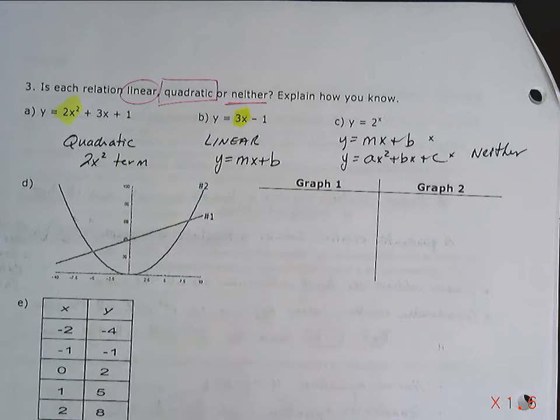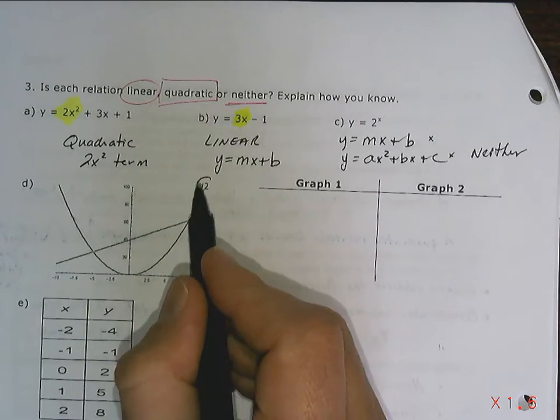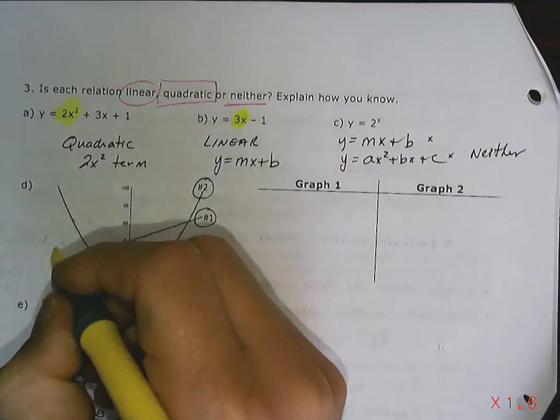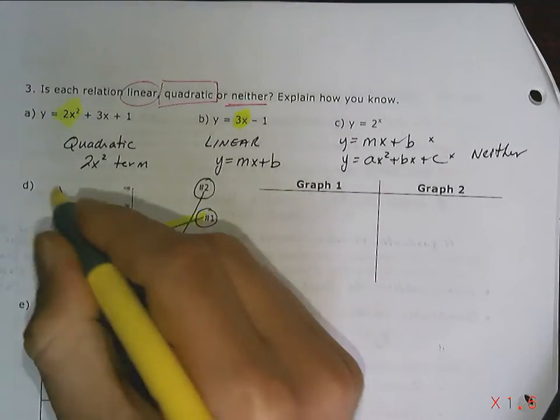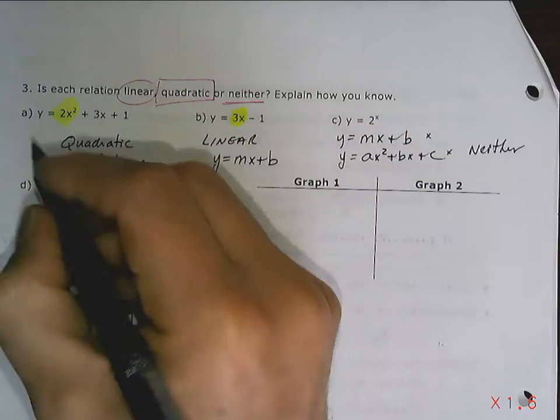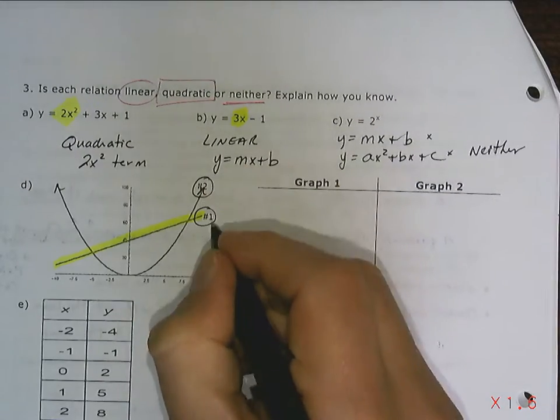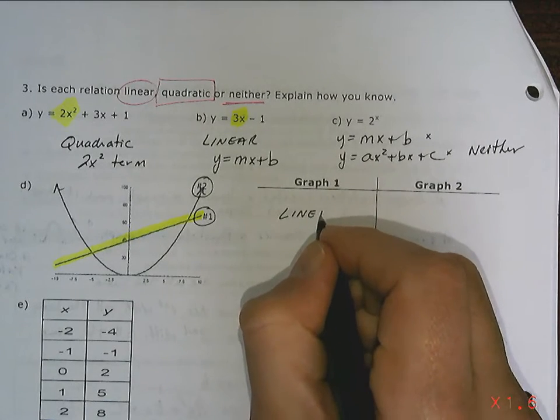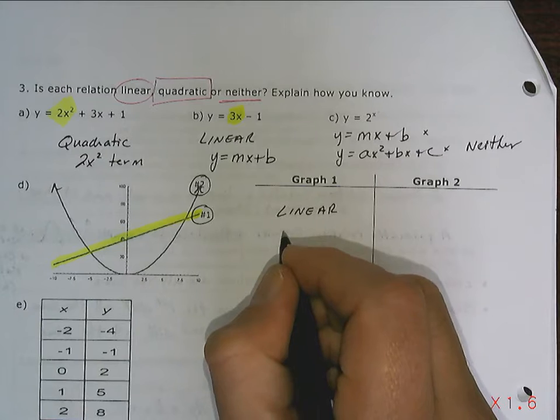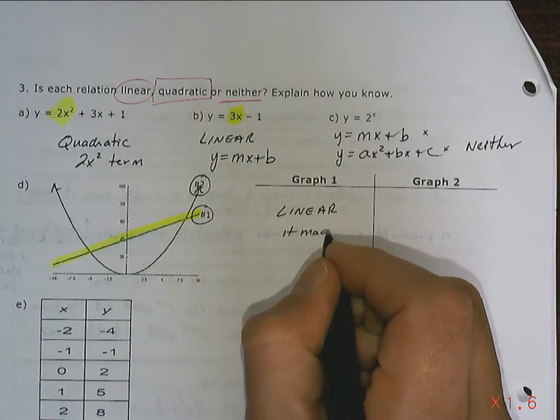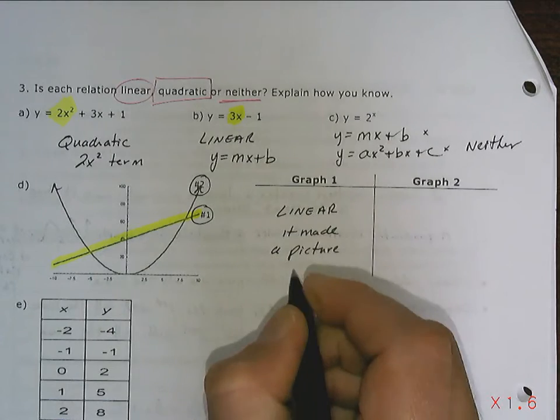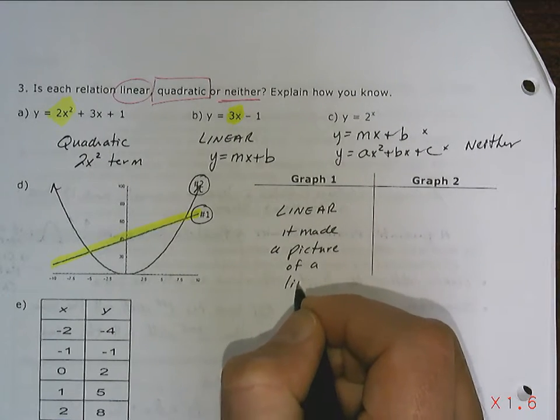The next one. Here is equation 2. Here's equation 1. Equation 1 is a line. Equation 2 is a parabola. Well, guess what? Lines get made from linear equations. How do I know? Because it's a line. It made a picture or a graph of a line.